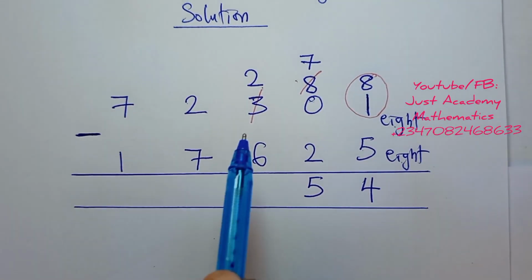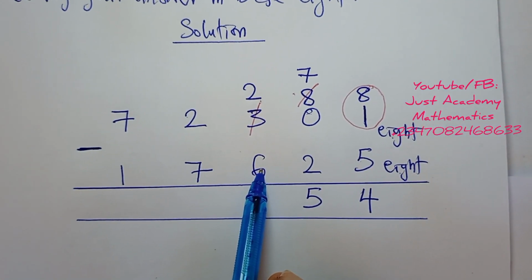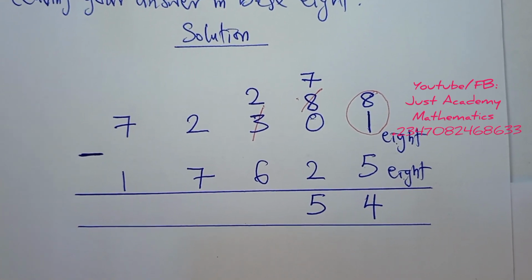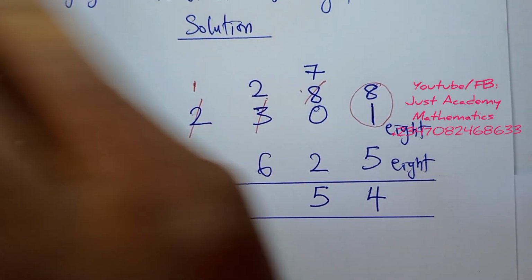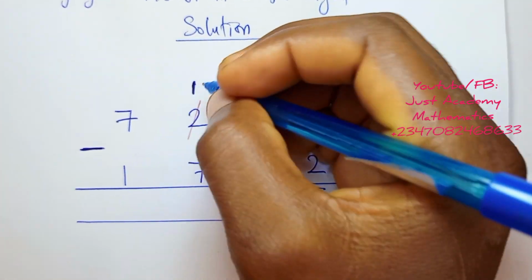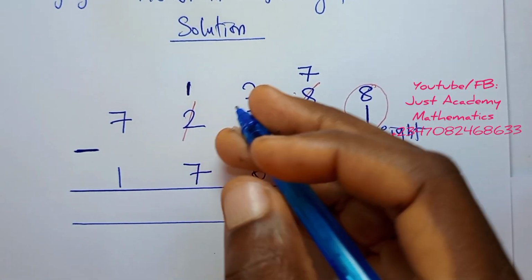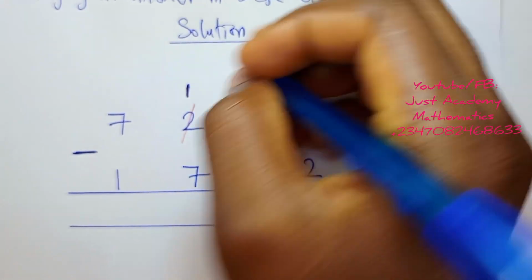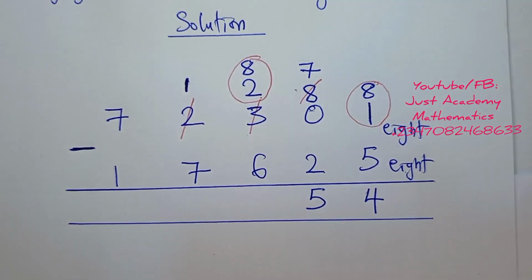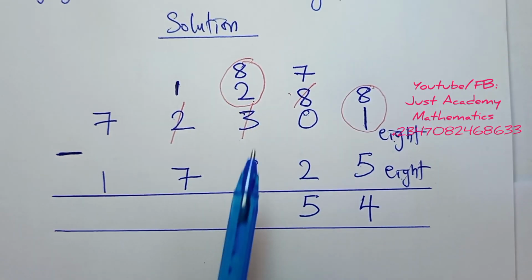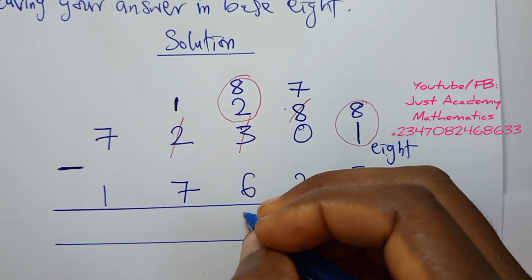5. Can 2 minus 6? No. You borrow again from here. What will remain here? 1. If you borrow, it will remain 1. The one you borrow here becomes what? 8. Put it here. So you add these two together. 8 plus 2 is what? 10. 10 minus 6 is what?